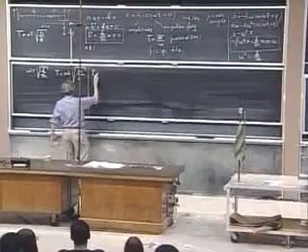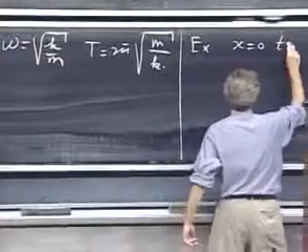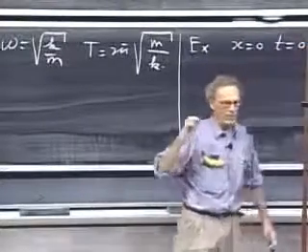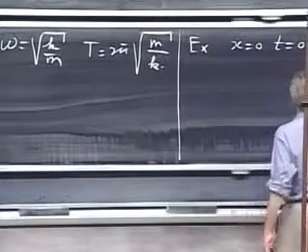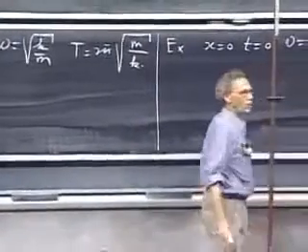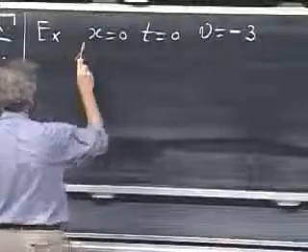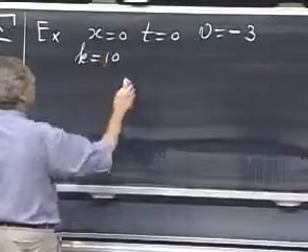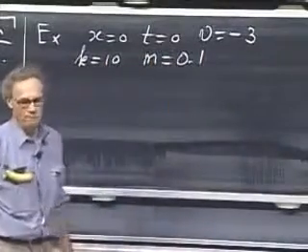So in this example, I release the object at x equals 0, at t equals 0. So I release it at the equilibrium. At that moment in time, I give it a velocity which is minus 3 meters per second. My units are always in MKS units. The spring constant k equals 10 newtons per meter, and the mass of the object is 0.1 kilogram.